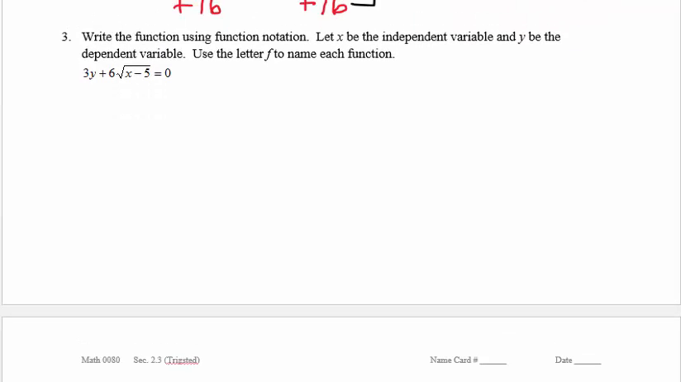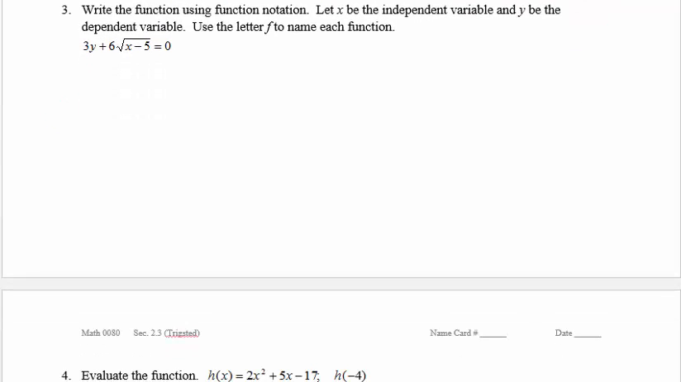In number 3, I'm doing the same thing. I want to rewrite this in function notation where x is the independent variable and y is the dependent variable. And I want to name my function f. So in this case, I'm going to subtract 6 times the square root of x minus 5 from both sides of the equation.